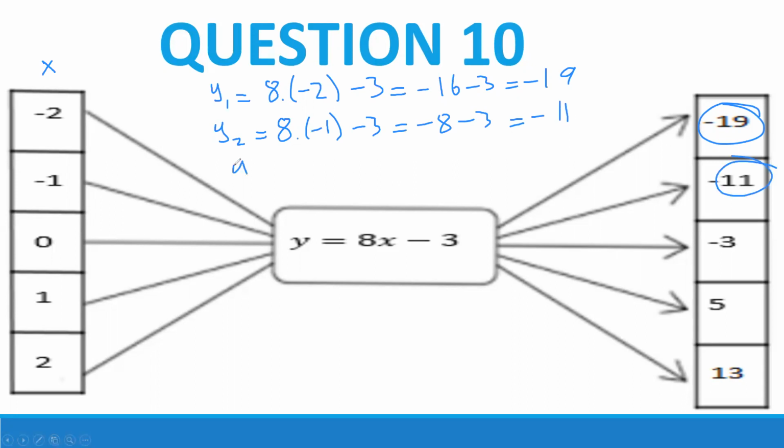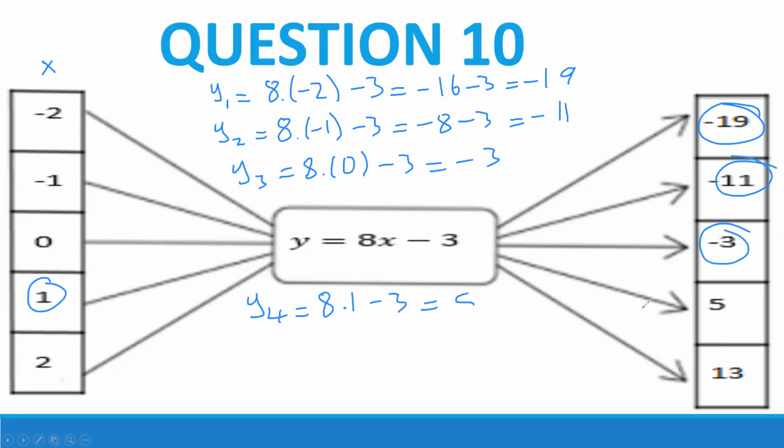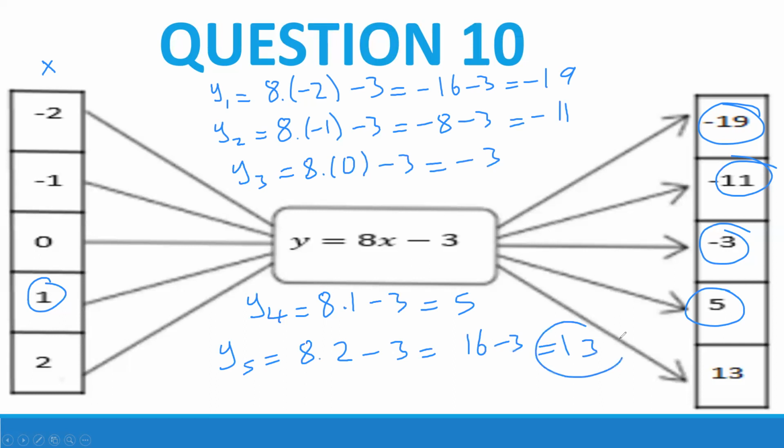And next one, y3. So 8 times what we have now for x, 0. 8 times 0 minus 3 is equal to minus 3. This is our answer. Next one, y4. Now you have 1 for x. So 8 times 1 minus 3 equals 5. And the last one, y5 equals 8 times 2 minus 3. And you are getting 16 minus 3 equals 13.